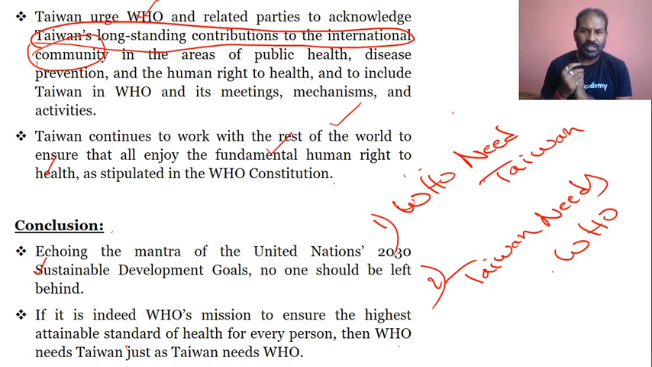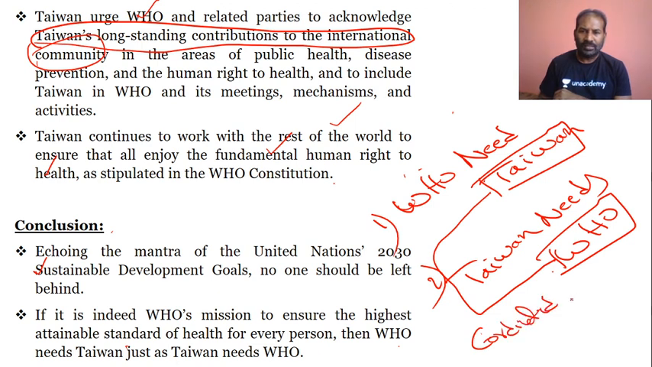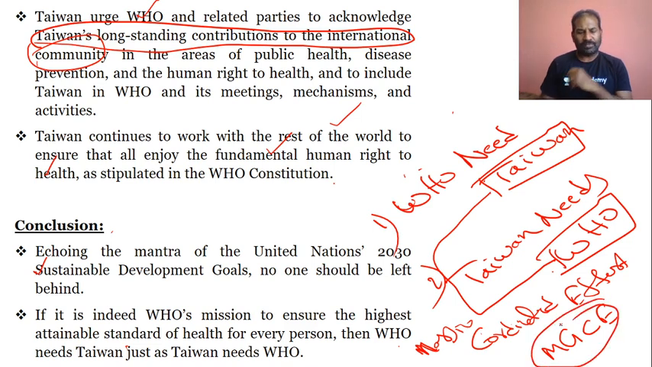It is WHO needs Taiwan or Taiwan needs WHO. Both of them, Taiwan and WHO, have their own individuality, their own protocols, their own strategies and technologies. And what is important, as I said in the beginning, is a massive global coordinated effort. It is the need of the hour for the WHO and also for Taiwan.